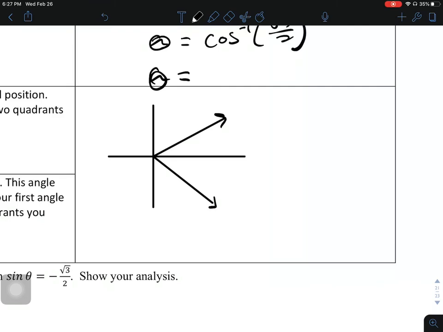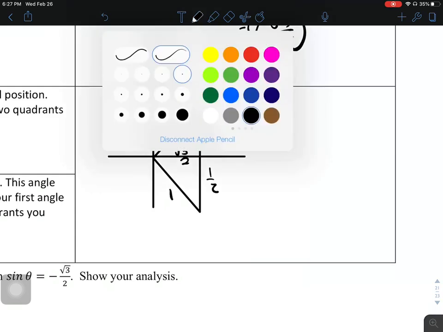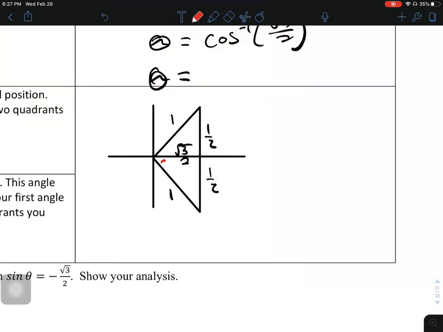And we know that the x value, if we make a triangle, let's just draw these triangles. This x value has to be square root of 3 over 2. Which of the special right triangles has square root of 3 over 2 in it? One that also has a half and a 1. What does that make the reference angle? In each case, it makes the reference angle 30 degrees.